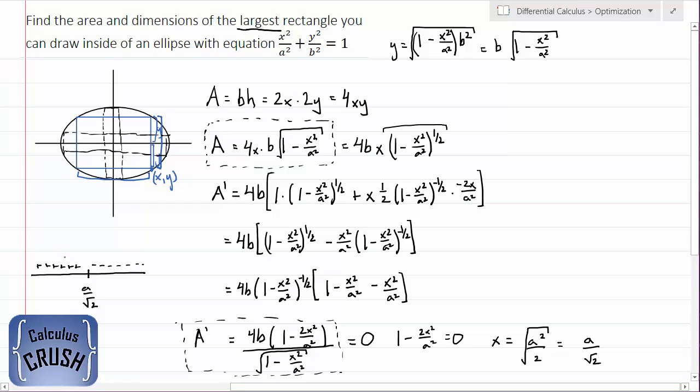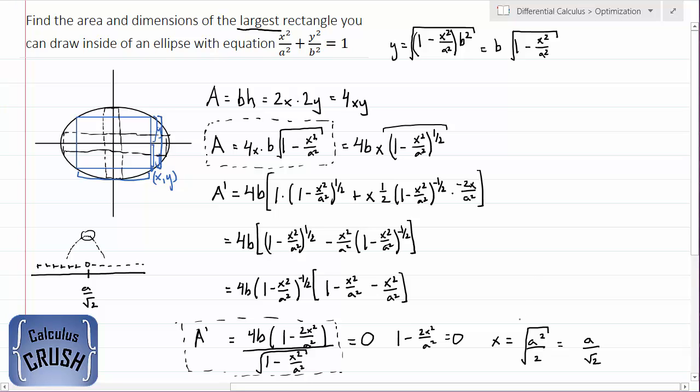So that means our function is increasing. And then we get to 0. And then it starts decreasing. So we know we have a maximum. So when x is equal to a divided by the square root of 2, we have maximized the area. Now let's figure out what is the maximum area.